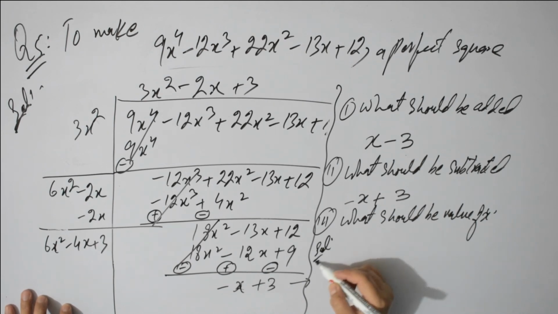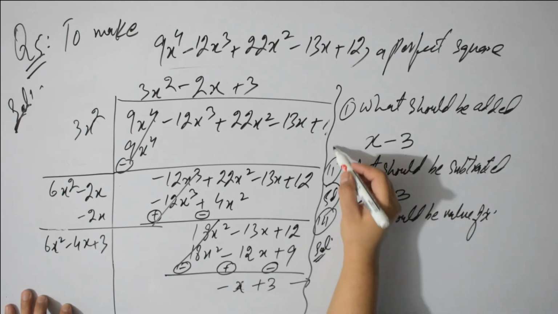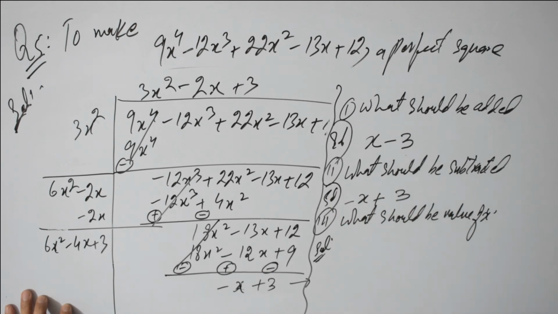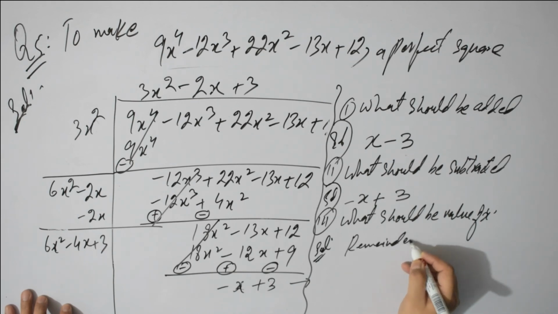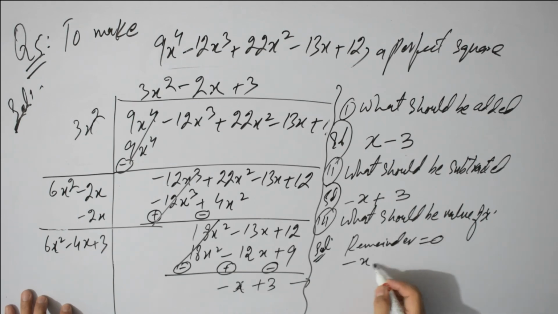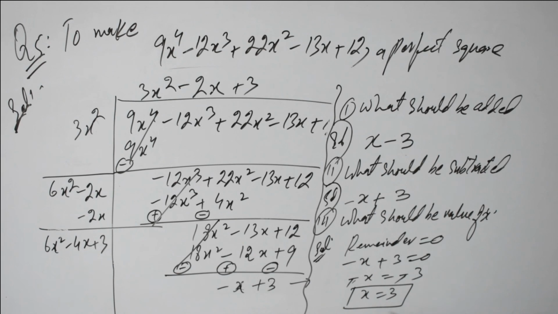So in solutions, these are solutions. In the solution you will write remainder is equal to 0. Remainder is this, so minus x is equal to minus 3, cancel out, x is equal to 3. So x is equal to 3 is your answer. I hope students this is clear to you.